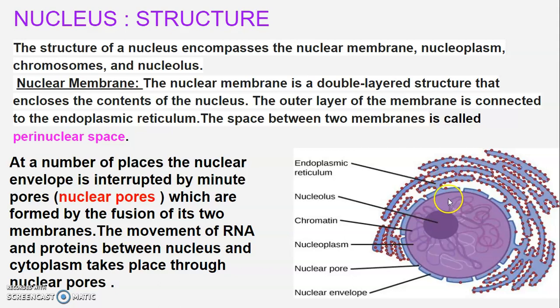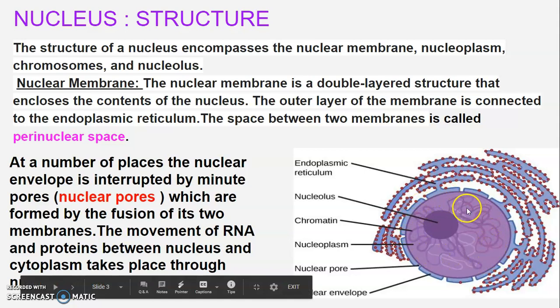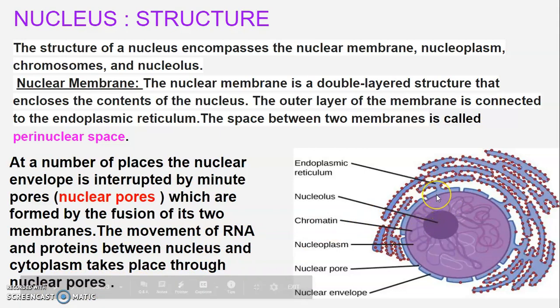The inner membrane encloses the nucleus. Between the outer membrane and the inner membrane, the space is called the perinuclear space. So one more time, children, the nucleus is covered by a nuclear membrane, the outer and inner membrane. In between these two membranes, the space is called the perinuclear space.